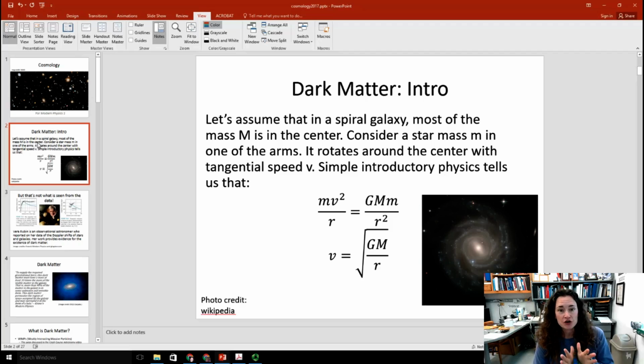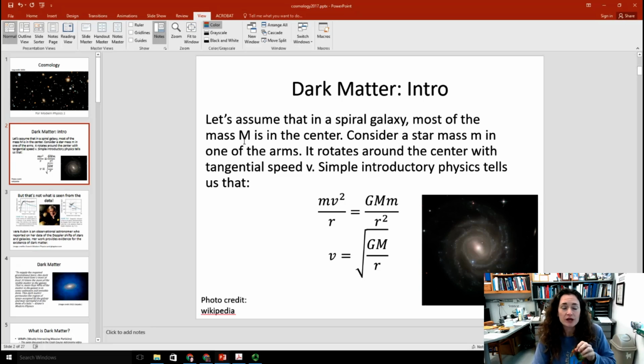So first, let's assume that in a spiral galaxy, most of the mass is in the center, and we'll call that big M. And then let's also consider a star with mass little m, which is a very tiny, insignificant fraction of the total mass of the galaxy. And we're going to say that it's in one of the arms of the galaxy. Okay? So the big M is right here in the middle of this bright picture of the spiral arm, and let's say that our little m is way out here somewhere.